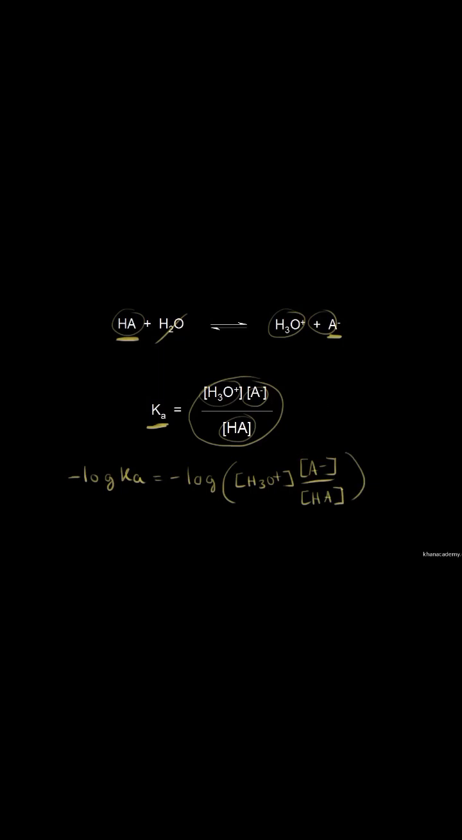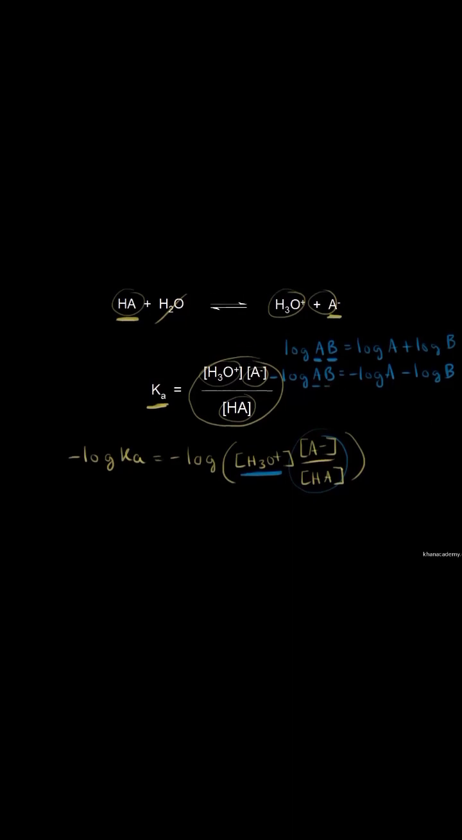I wrote it like this because it makes it a little bit easier to see a property of a logarithm. Let me write down the property I'm referring to. If you have log of A times B, that's the same thing as log of A plus log of B. And here we have the negative log, so the negative log of AB is equal to the negative log of A plus the negative log of B. In this case, the concentration of H3O plus would be A, and this over here would be B.